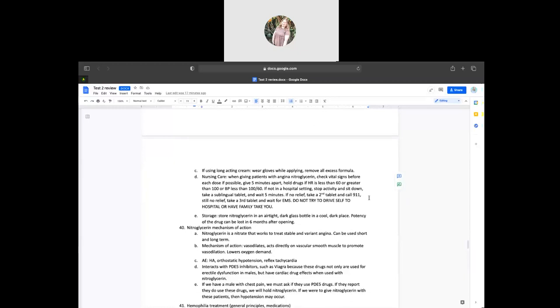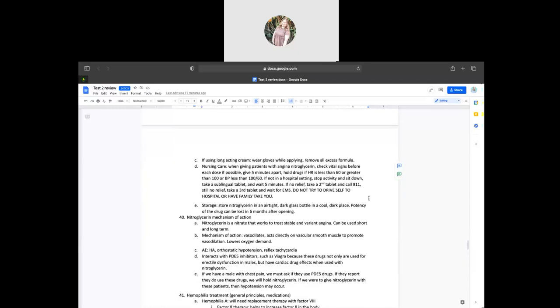Nursing care of angina is a very important topic. When we give a patient nitroglycerin for angina, we will check vital signs before each dose if possible and give doses 5 minutes apart. We will hold the drug if the heart rate is less than 60 or greater than 100, or the blood pressure is less than 100/60.